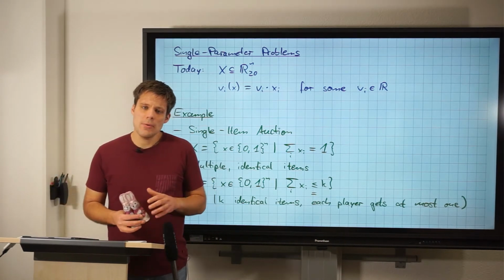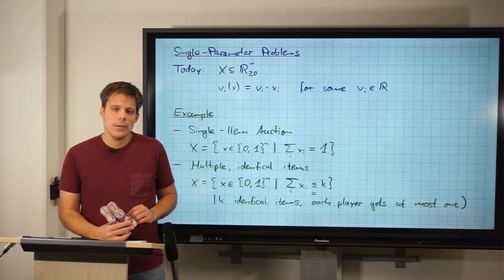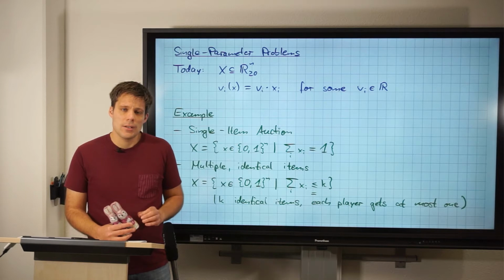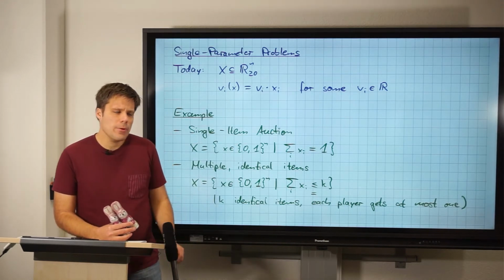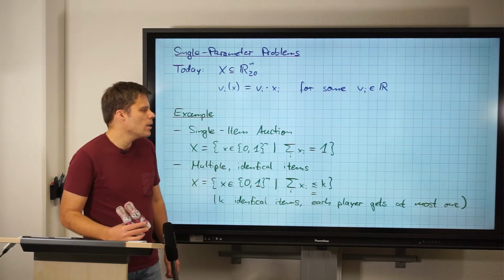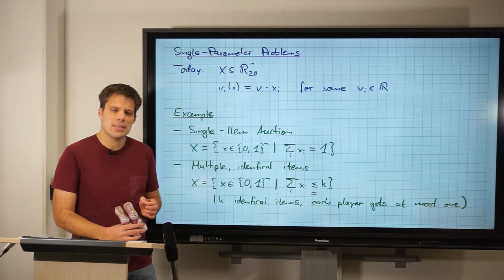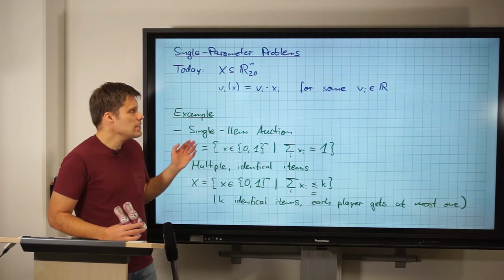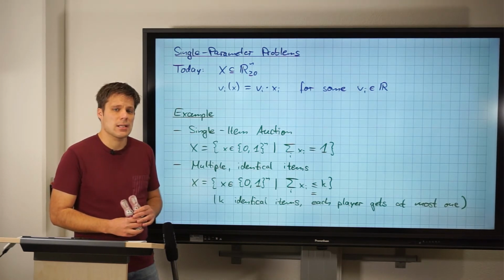And there are many more things that you can model this way. We'll come back also to the sponsored search auctions later today. But before we get there, we'll discuss our main result for today, which is a characterization of what makes mechanisms truthful mechanisms in such a single parameter setting.